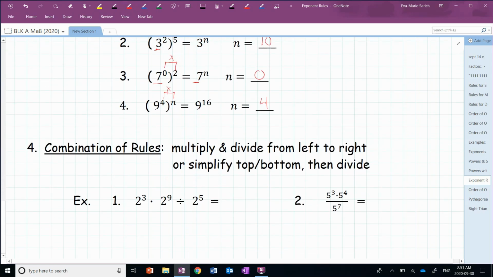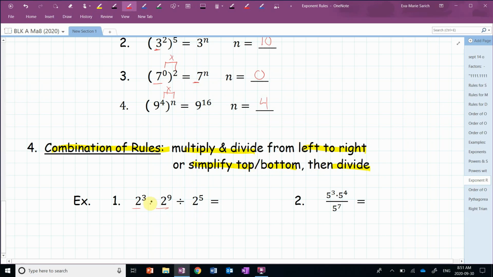Now, the last part is you're going to have a combination of rules. And that means you're going to have more than one multiply or divide. So you're going to multiply and divide working from left to right. If you have a fraction question, you're going to simplify the top, then the bottom, and then divide. Okay, let's look at the first question.